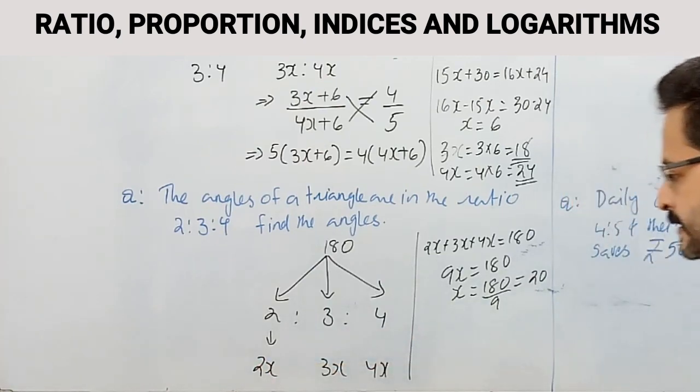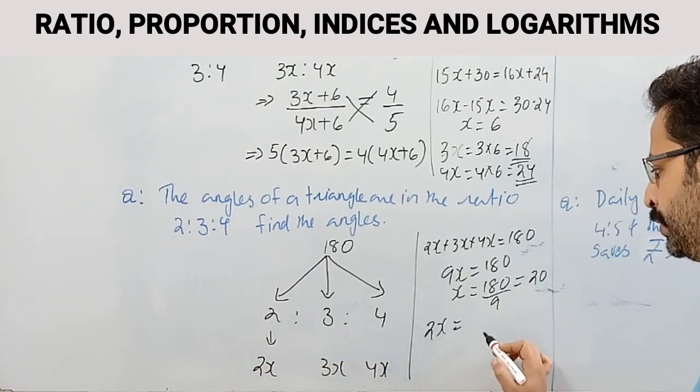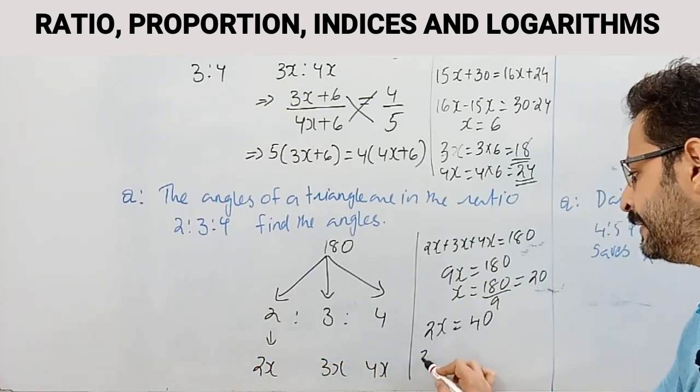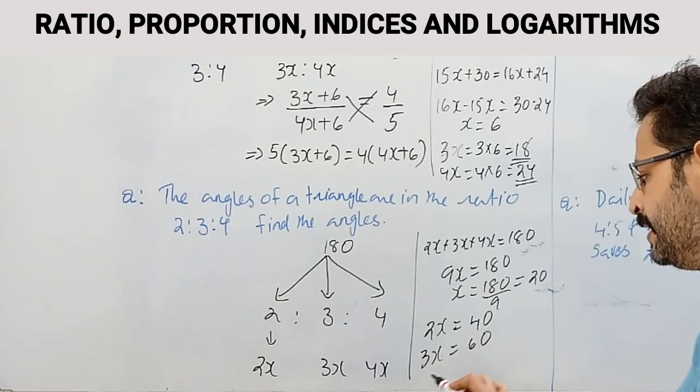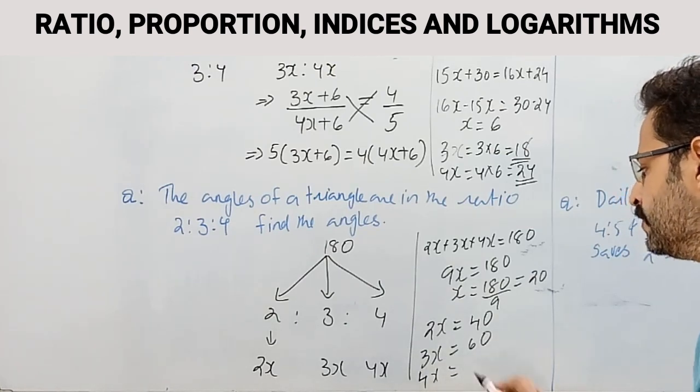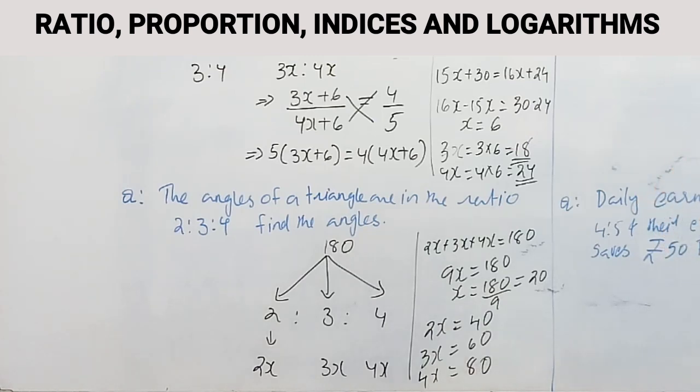Therefore, the angles are 2x means 2 into 20, 40. 3x means 3 into 20, 60. 4x means 4 into 20, 80. 100 plus 80, 180. Therefore, the angles are 40 degrees, 60 degrees and 80 degrees.